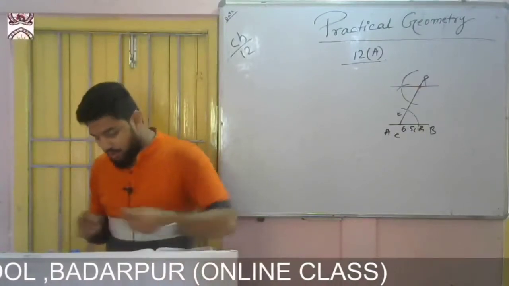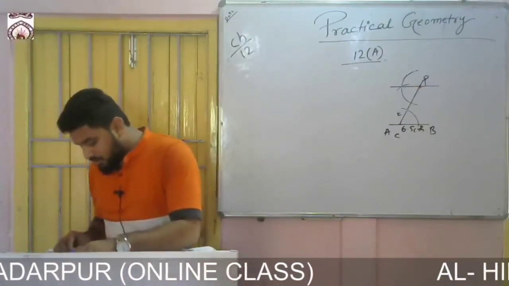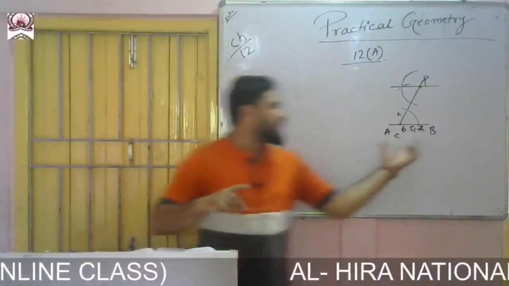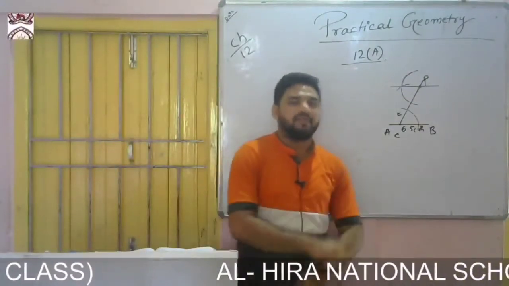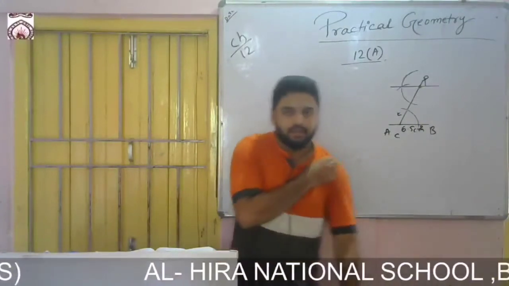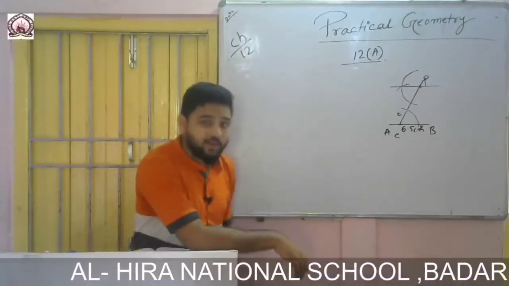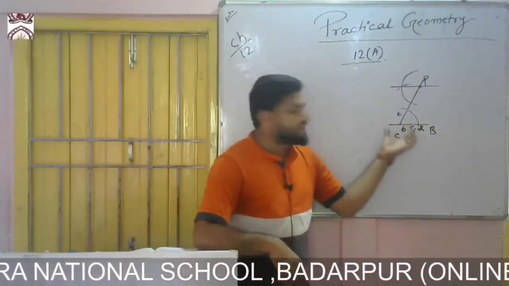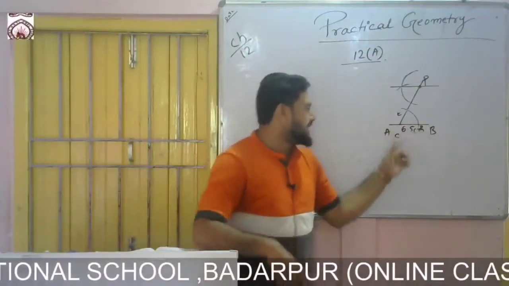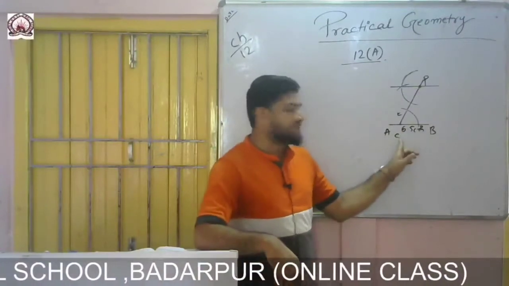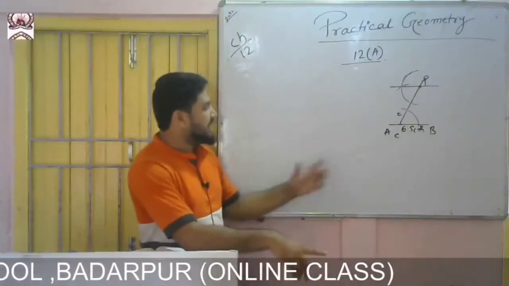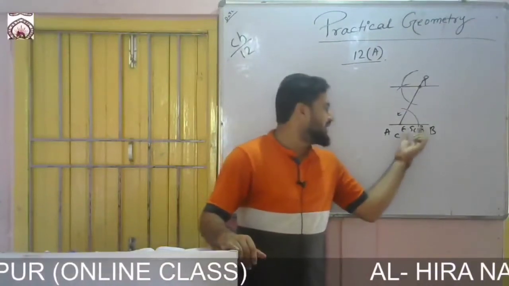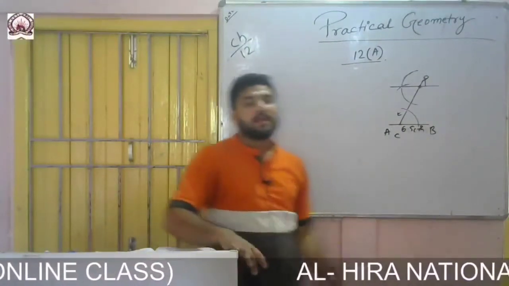So once again I am saying the steps of construction. You listen very carefully. First you take a line segment AB. After that you take any point on line AB. I took C. Then first draw a line segment AB with measurement 6.5 centimeters.